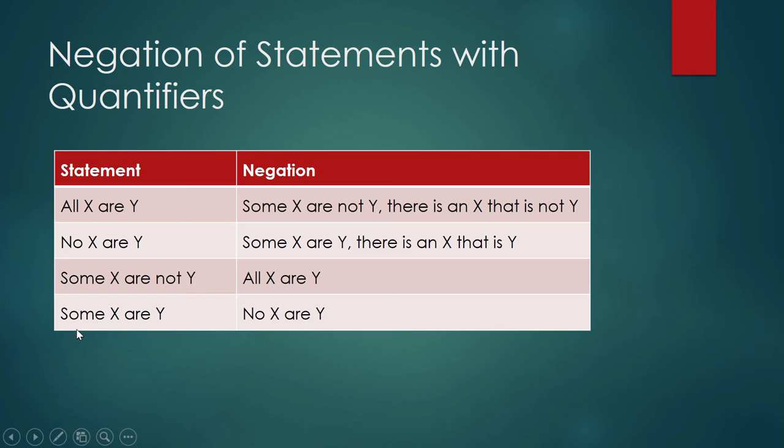How about this one? Some x are y. Its negation: no x are y, or all x are not y.